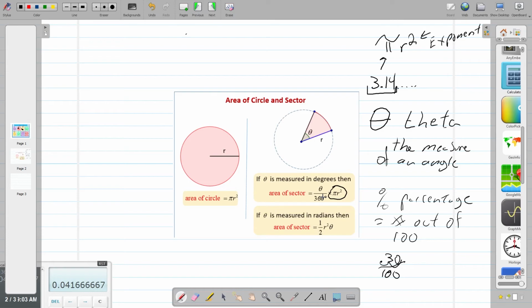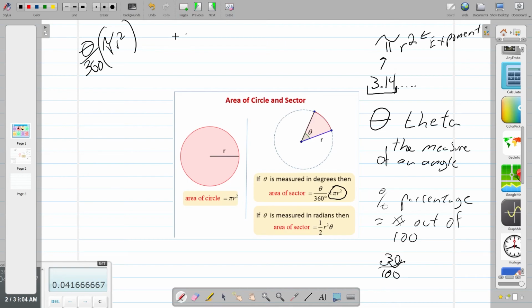It looks intimidating. This whole thing, I've got to admit, theta over 360 times pi r squared, can look intimidating. But when you break it down to what it means, it's not that bad. It's just percentage of a circle times the area of a circle. So that gives you the area of what that percentage of that circle is. And you can feel wicked smart, because that looks kind of intimidating. And if you can explain it, then that makes you a genius.